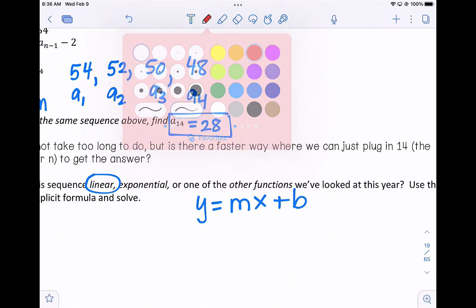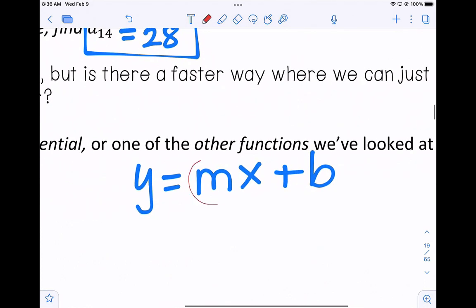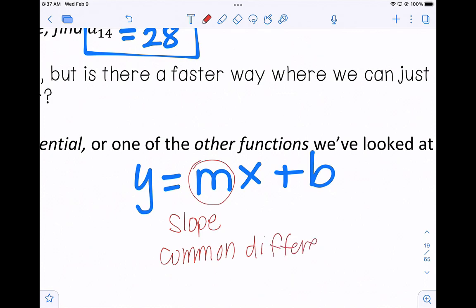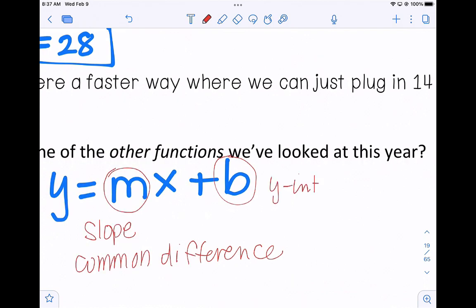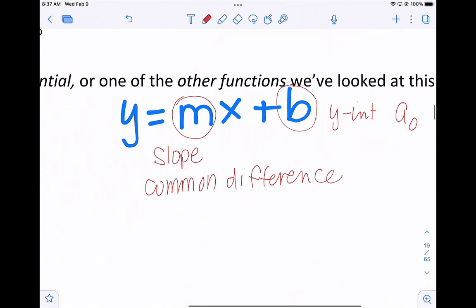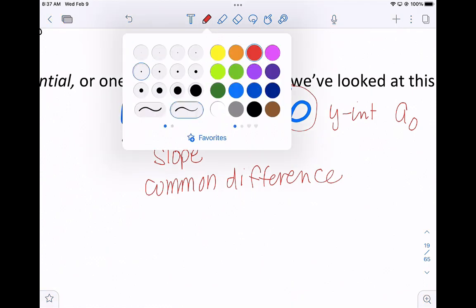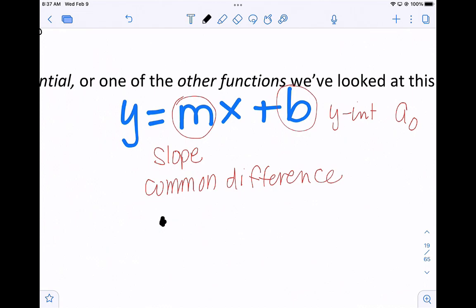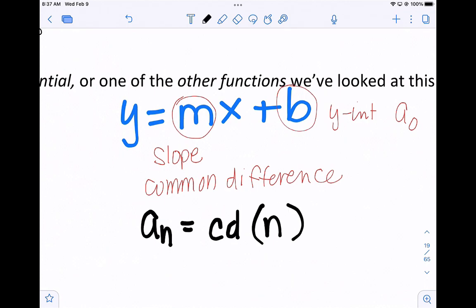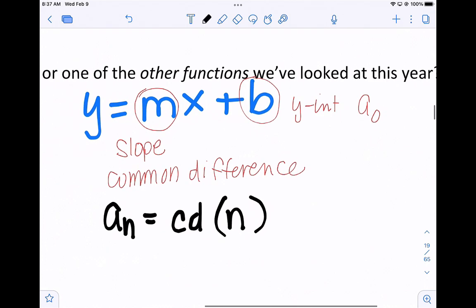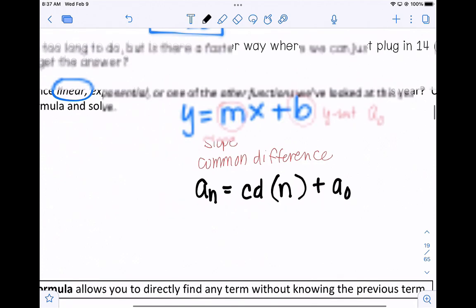Well, first let's define what everything is. Here, m, this is your slope, and slope is the same thing as your common difference. And then b is your y-intercept. That would be the same thing as a sub 0. So if we rewrite this in terms of n, the term number, to find any term, you take your common difference and you're going to multiply it by n, the term number, which is like x, and the y equals mx plus b, plus the 0 term, or the y-intercept.